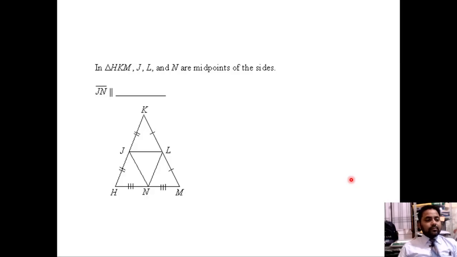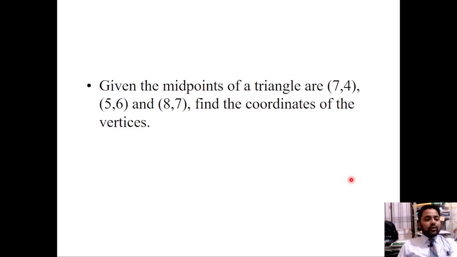In triangle HKM, J, L and N are the midpoints of the sides, and we have to fill in the blanks. So just use the properties you learned and try to solve this. Given the midpoints of the triangle are (7, 4), (5, 6), (8, 7), find the coordinates of the vertices. You can use a graph by plotting the points on the coordinate system.